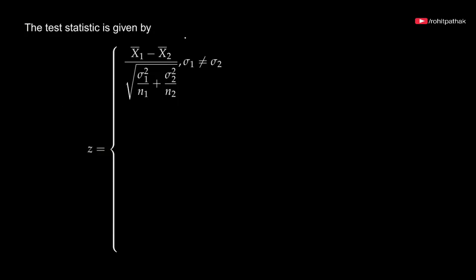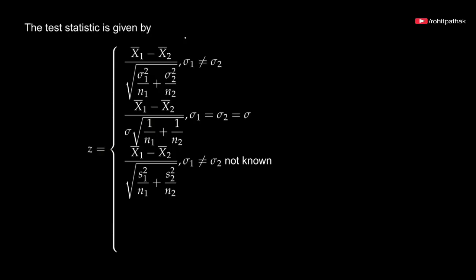Depending on the situation, where sigma 1 not equal to sigma 2, that means the population standard deviations are not equal, we use this formula of the test statistic z. Similarly, if sigma 1 equal to sigma 2, that means the standard deviations of the populations are the same, we use this formula of the test statistic. And in case sigma 1 not equal to sigma 2 and they are not known, then you can use the sample standard deviations in place of sigma 1 and sigma 2. And in case sigma 1 and sigma 2 are equal but not known, that means the samples have been drawn from the same population, then you can use this formula.